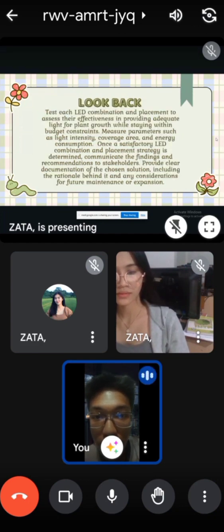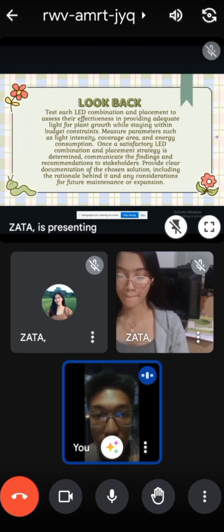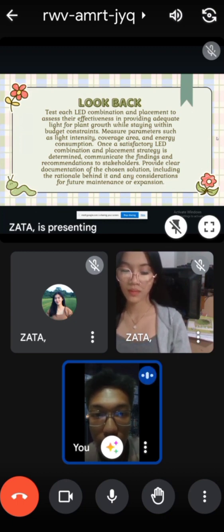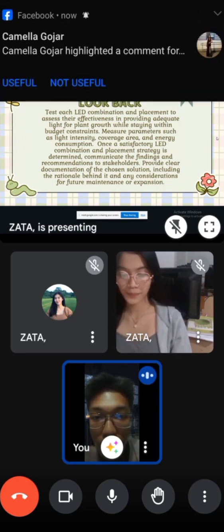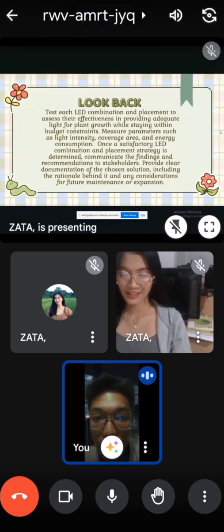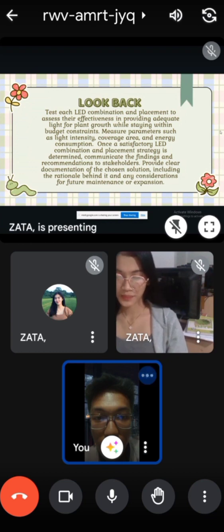Last is look back. Test each LED combination and placement to assess their effectiveness in providing adequate light for plant growth while staying within budget constraints. Measure parameters such as light intensity, coverage area, and energy consumption. Once a satisfactory LED combination and placement strategy is determined, communicate the findings and recommendations to stakeholders. Provide clear documentation of the chosen solution, including the rationale behind it, and any considerations for future maintenance or expansion.